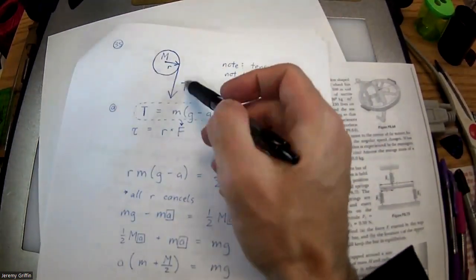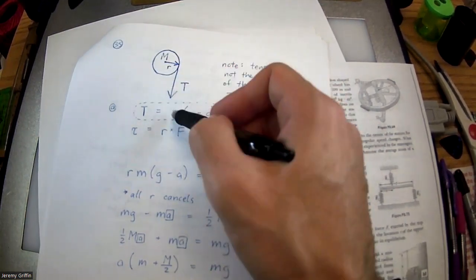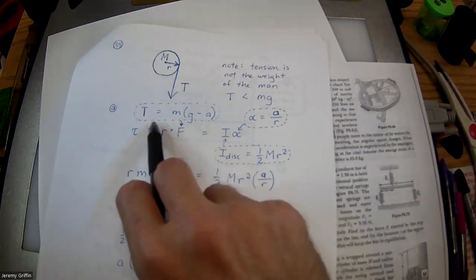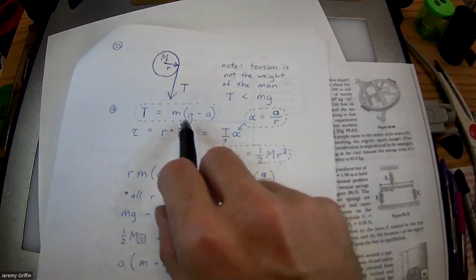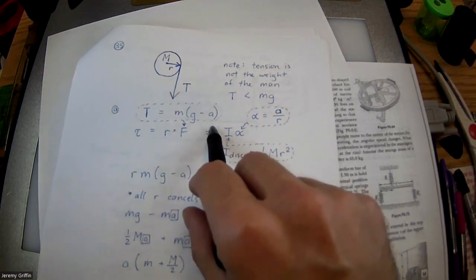If you put a weight here and pull down, then the fact that this whole system is accelerating means the tension is actually a little bit less than the weight. Remember, it's m times g minus a. Now, if you see this on the AP, you have to derive this from scratch, but we've done this a few times in class in the past few months, so you can derive this.